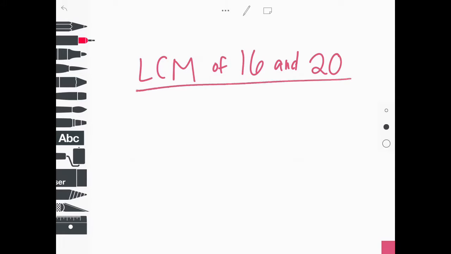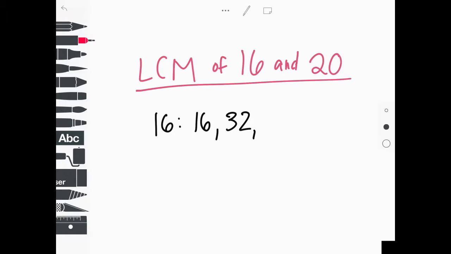Let's say we wanted to find the least common multiple of 16 and 20. You're going to start by listing the multiples of 16. 16, 10 plus 10 is 20, 6 plus 6 is 12, so that'll be 32. You can always add off to the side if you can't add in your head.